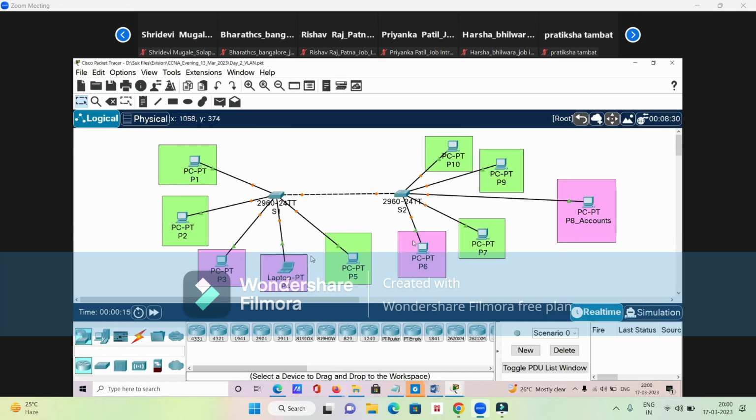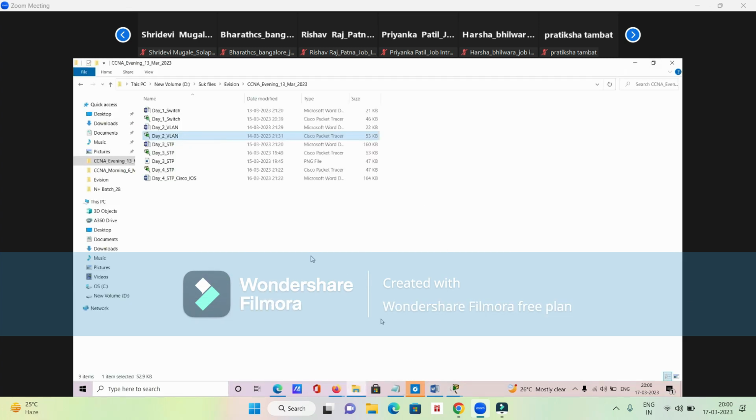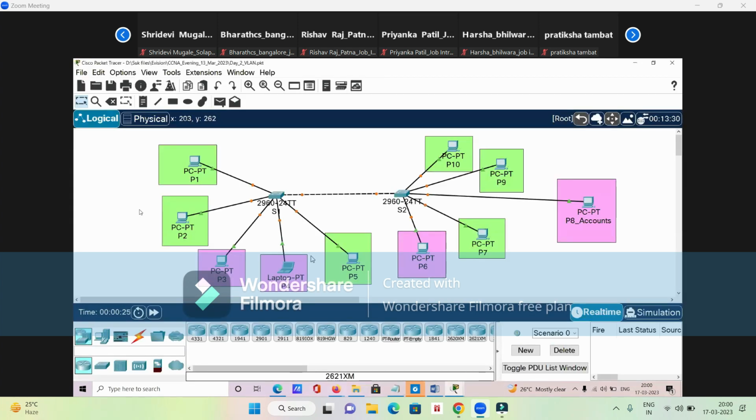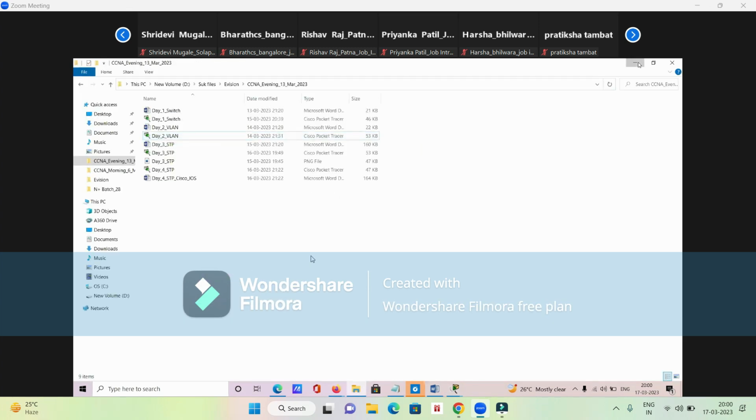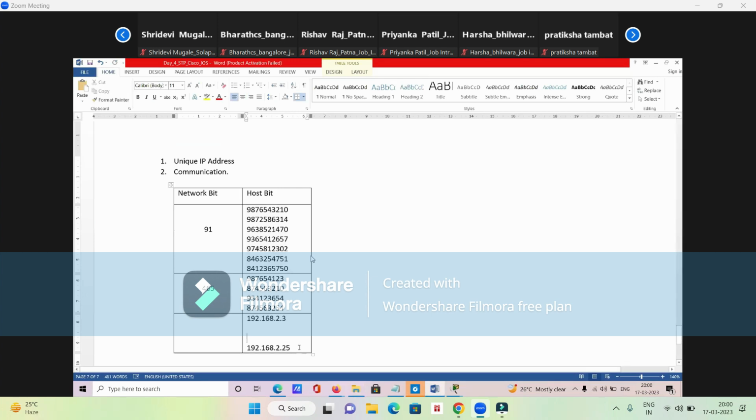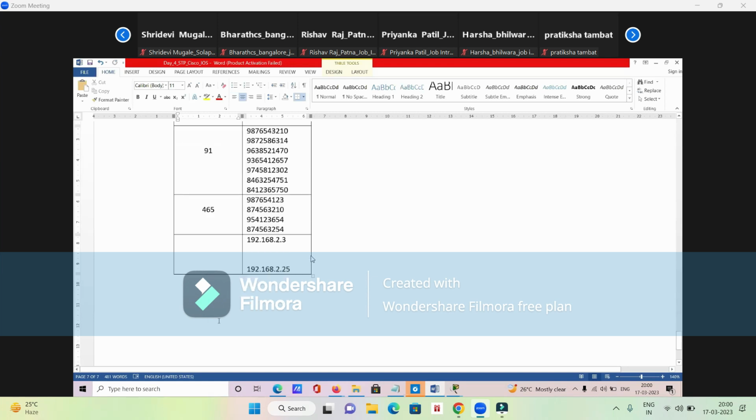If at all you assign each computer in a different IP in a different network, certainly they would not have communicated. Okay, at least in this topology, communication would not have been possible over here. Fine. So that is the reason of dividing the IP address into network bits and host bits.